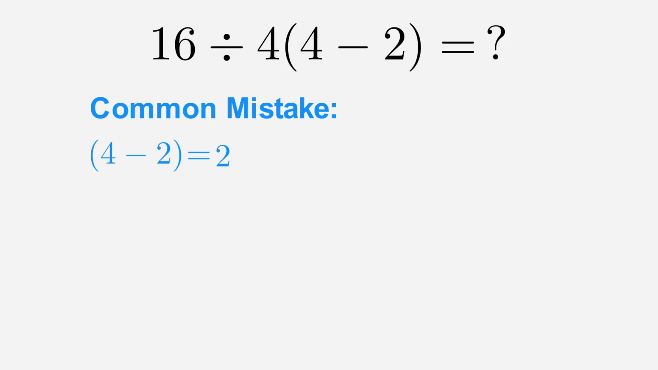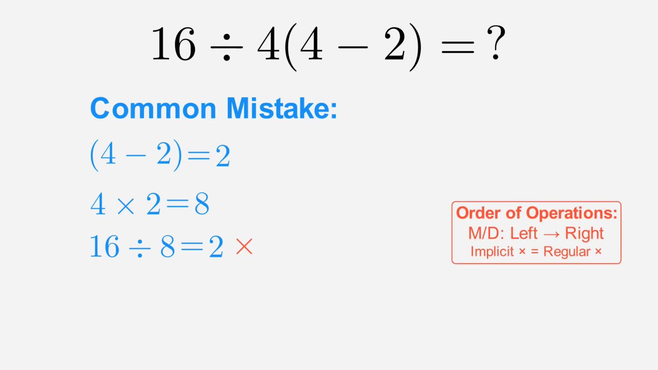Good start. Then you saw 4 times 2 and thought, they go together. 4 times 2 is 8. 16 divided by 8 is 2. Final answer, 2. Wrong. The 4 next to the parentheses is just multiplication. It doesn't get special treatment.